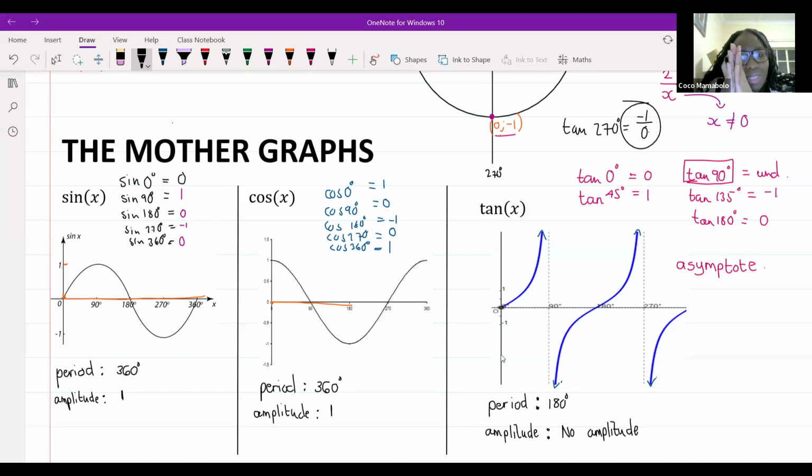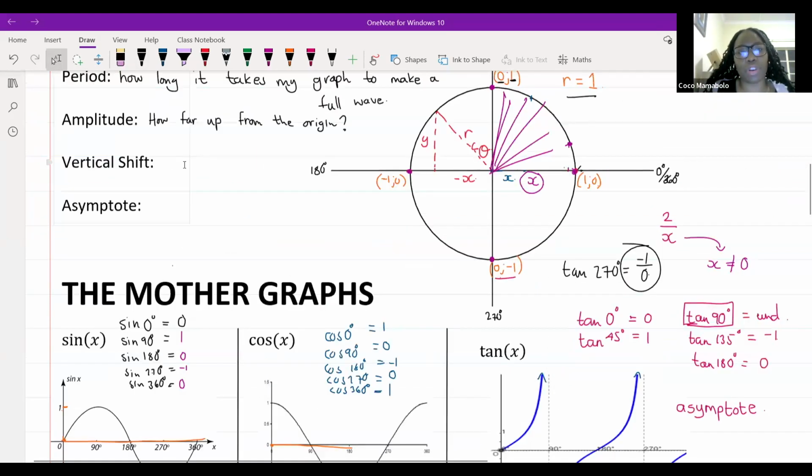So both the asymptote and my tan graph will continue to go up, up, up. They will never actually touch each other. So my tan graph does not have an amplitude because there isn't a point from the origin where it touches and then starts coming back down. Okay. All right. Let's look at the vertical shift.